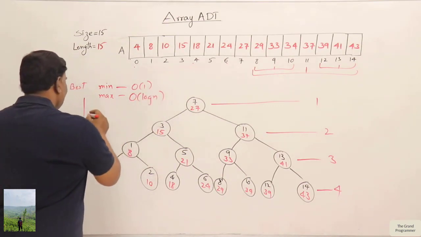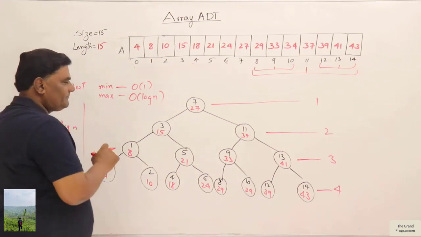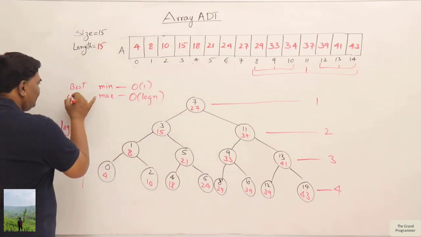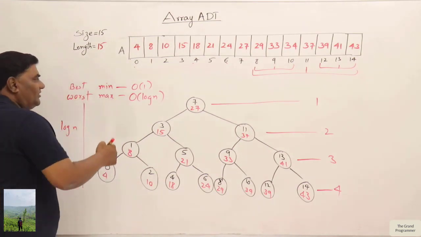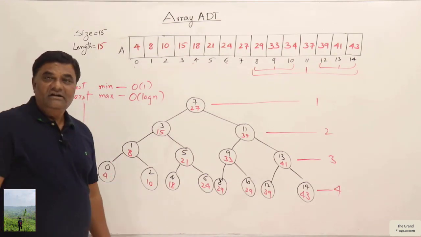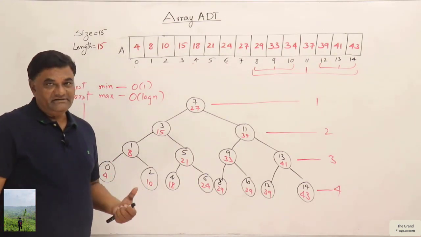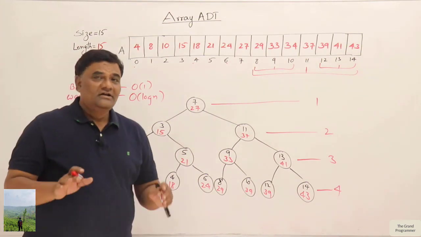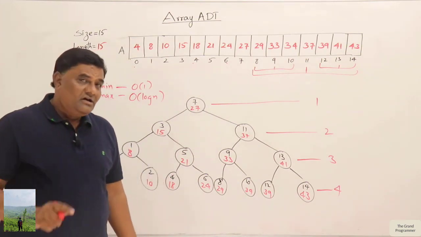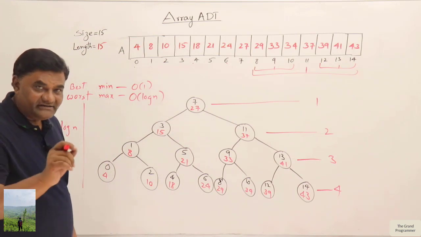This is the best case time. This is the worst case time. So best case time of binary search is order of 1, and the worst case time of binary search is log n. So this was about successful search. What about unsuccessful search? Let us see.